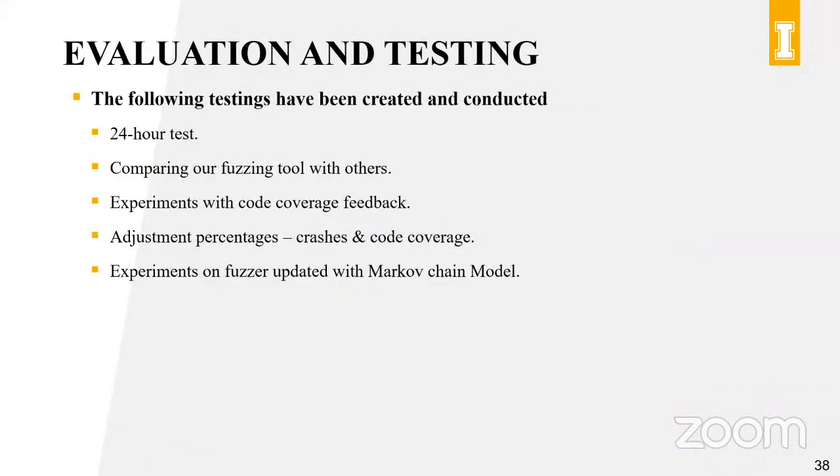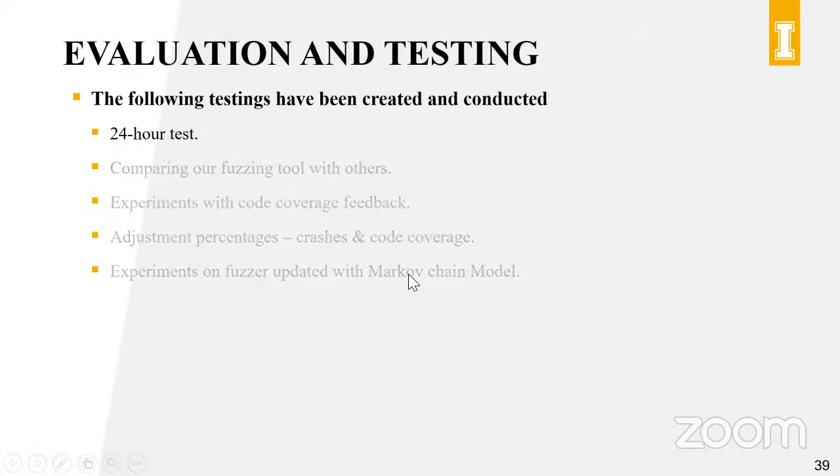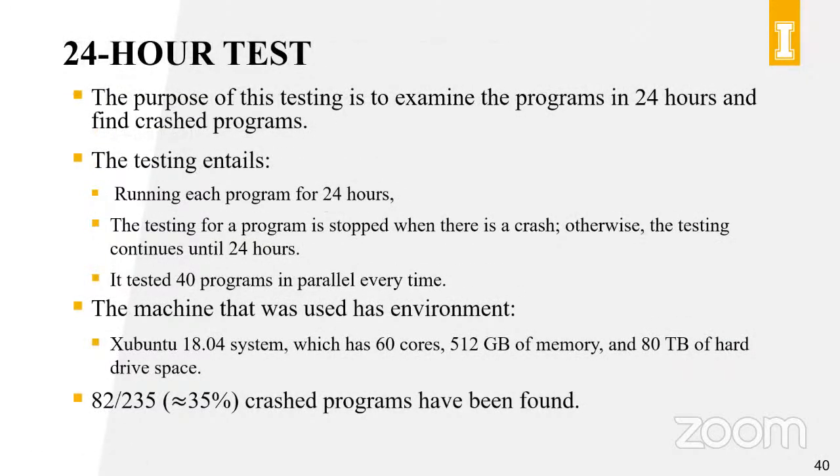So the following tests have been created and conducted: a 24-hour test comparing our fuzzing tool with others, experiments with code coverage feedback, adjustment percentages, crash and code coverage, and an experiment on fuzzing updated with the Markov chain model. With the 24-hour test, the purpose of this testing is to examine the programs over 24 hours and find crashed programs.